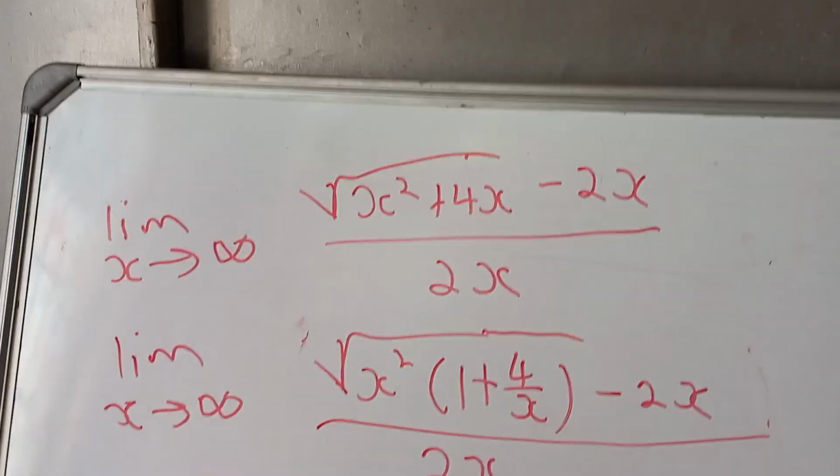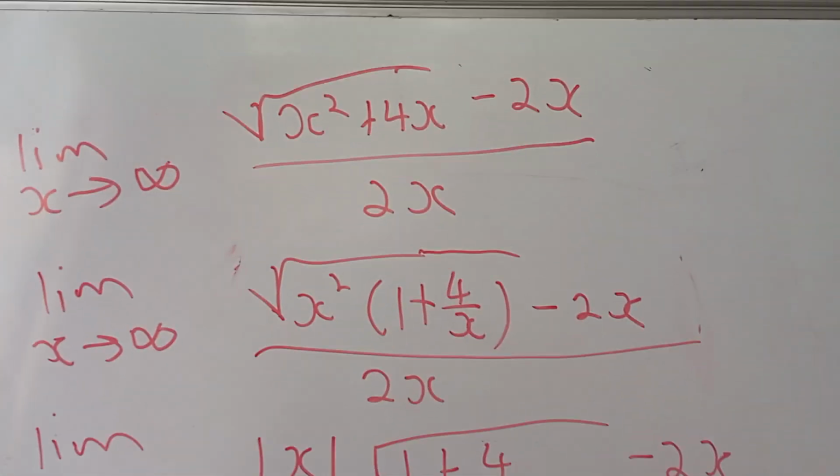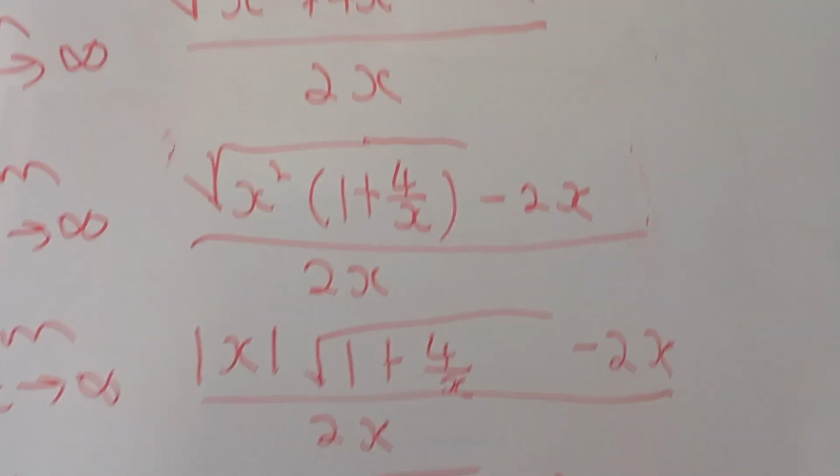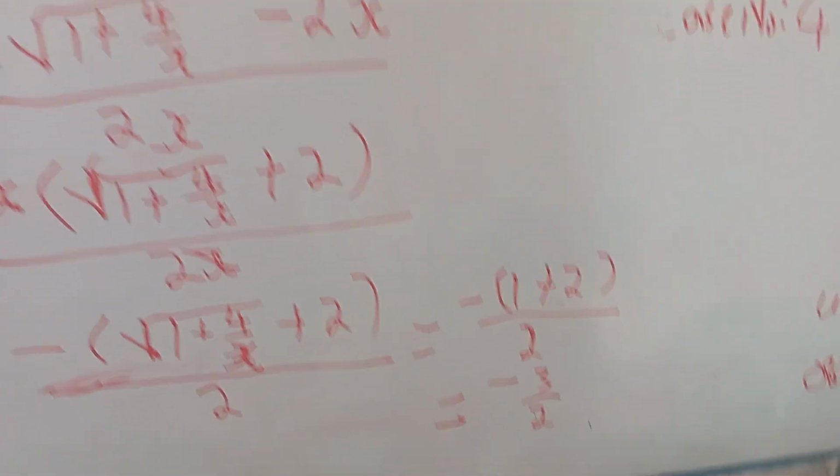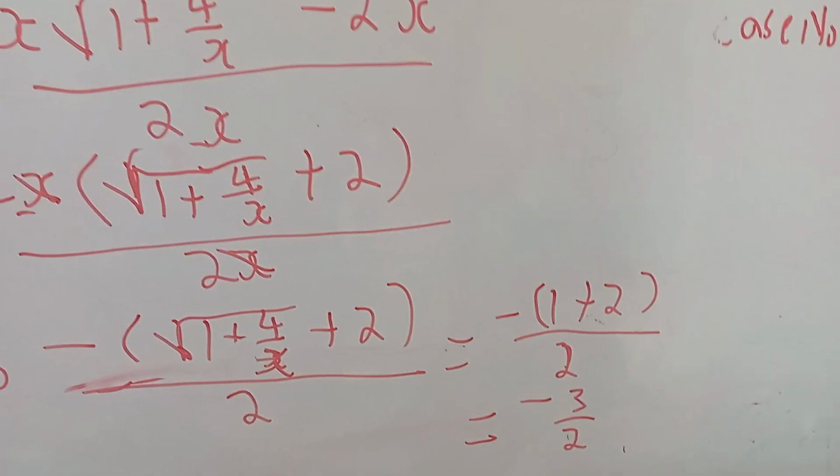So this is how you deal with solving limits as x approaches infinity if you have a square root. This is how you simplify it. Your answer is -3/2.